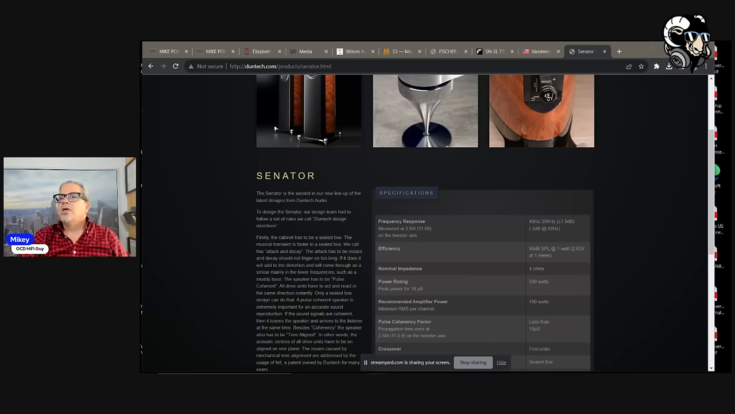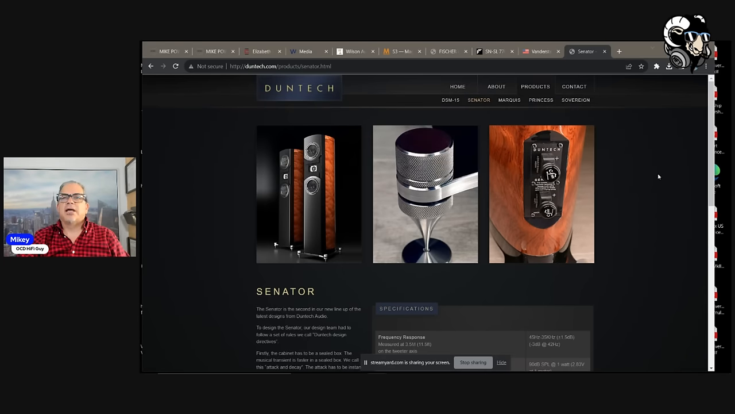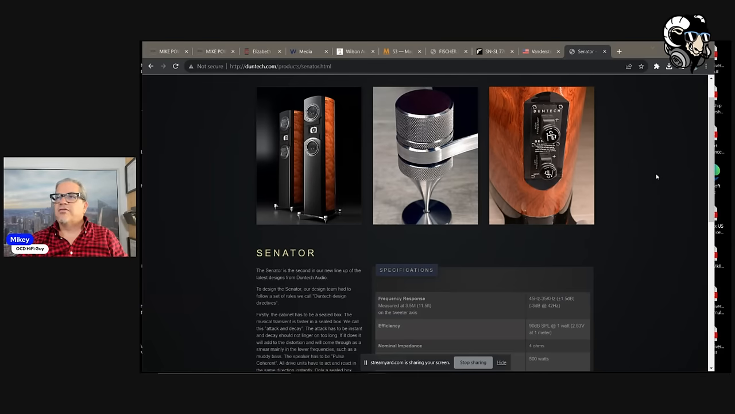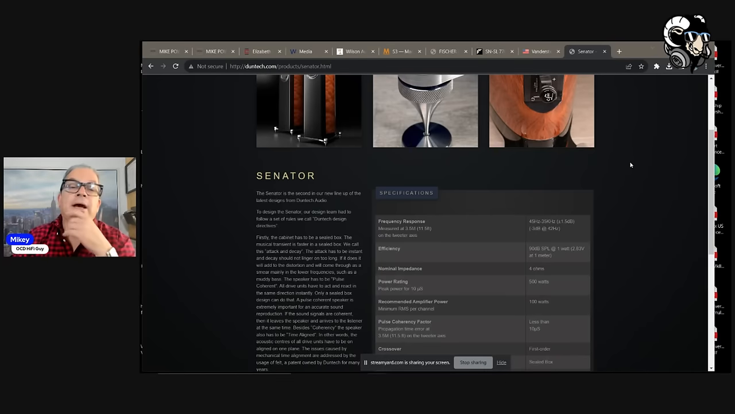I am going to add and share a page here. What I have done here is we are looking at the Duntech company. I chose Duntech on purpose because I know that this is a really accurate speaker. These Dunleavy speakers and Duntechs were used in recording studios lots of times, and so I figured they'd be most likely to have useful information, and I was right.